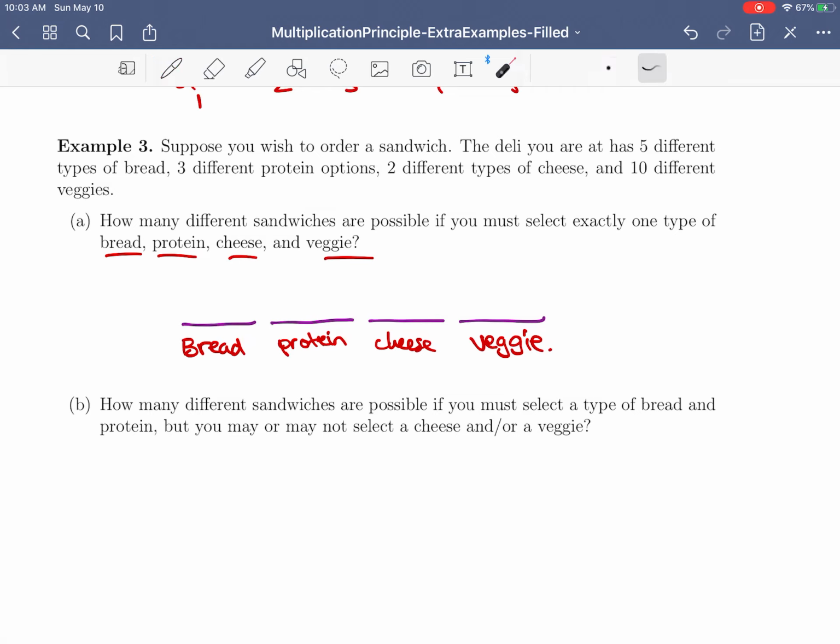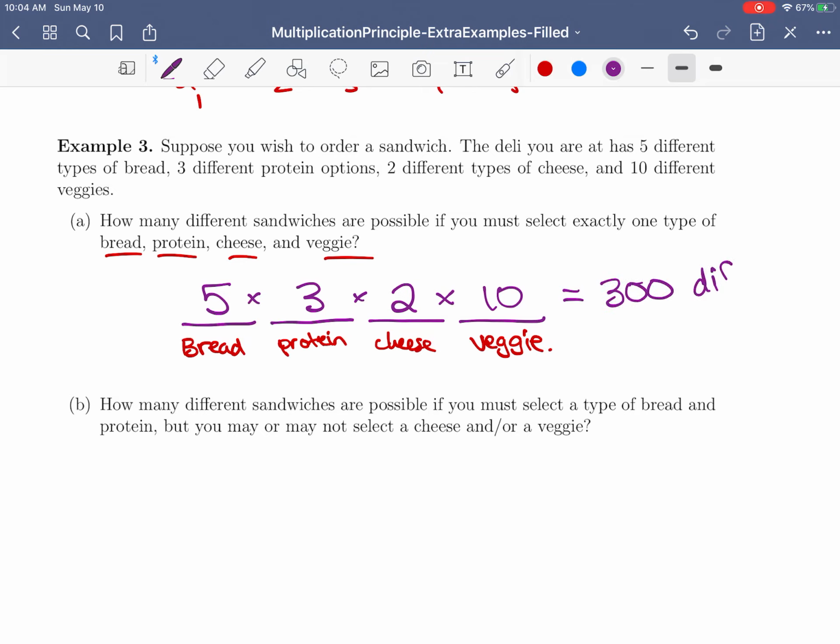So when they ask you what bread you'd like, there's 5 different types of bread, so you have 5 different ways that you could answer that. So you're going to have 5 options for bread. The protein, there's 3 different types of protein, so we have 3 different ways we could answer that question. There's 2 types of cheese, so you pick one or the other, so you have 2 options there. And there's 10 different veggies, and you have to pick 1, so you're going to have 10 options for that. If you multiply these together, you're going to see that there's 300 different sandwiches you could make under these conditions.